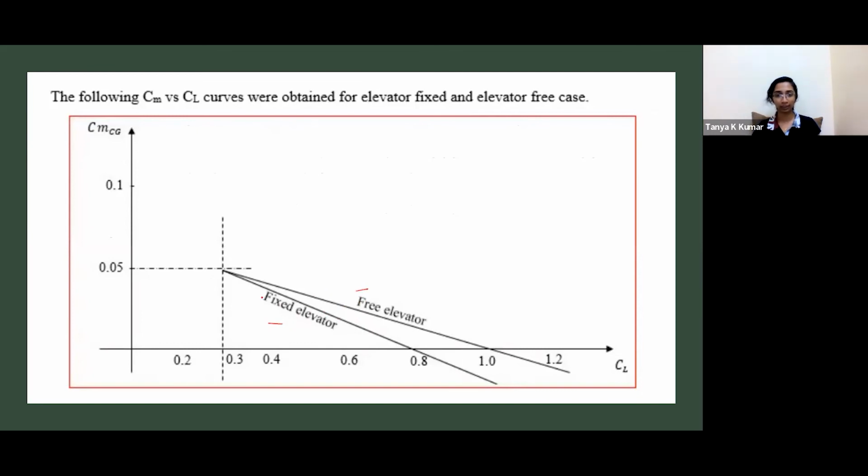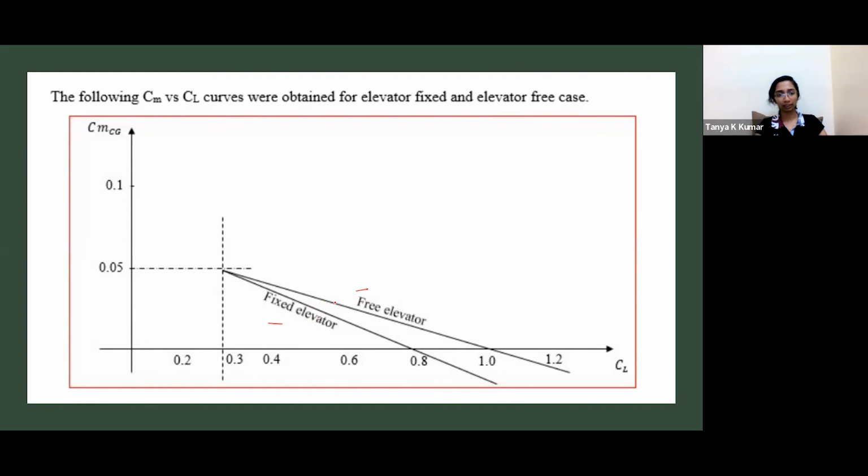As we've discussed before, since the stick fixed condition has a higher slope, it's more stable than the stick free elevator. Slope is the indication of stability, higher slope, higher stability. So stick fixed elevator has more slope, so it is more stable than the stick free condition. So these are the two graphs given to you.